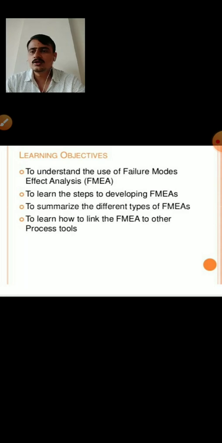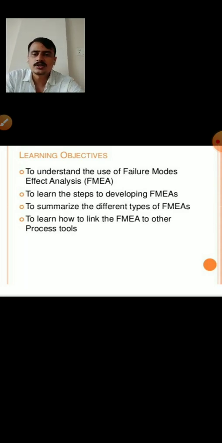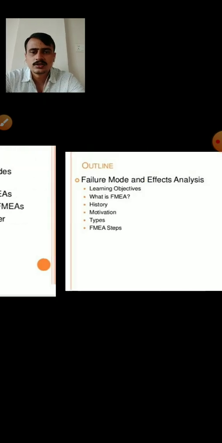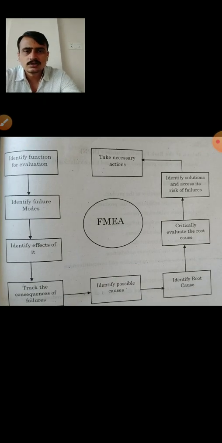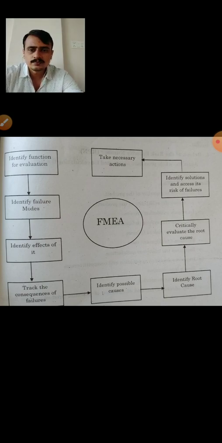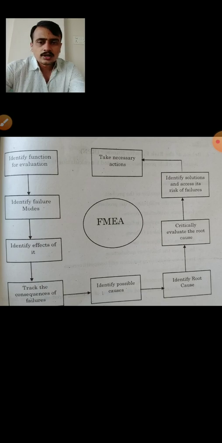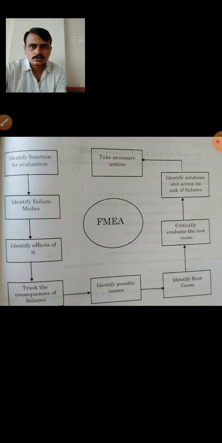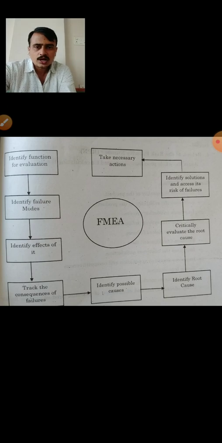First of all, we will see the basic cycle of FMEA. First, identify the function for evaluation. Second, identify the failure modes. Then identify the effect of it. Then track the consequences of failures. Then identify the possible causes.